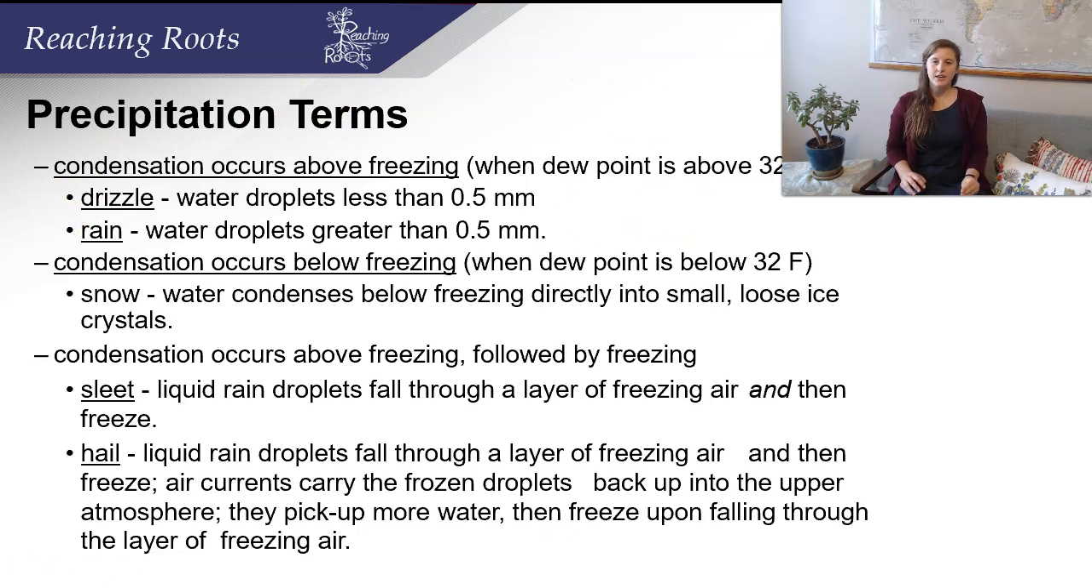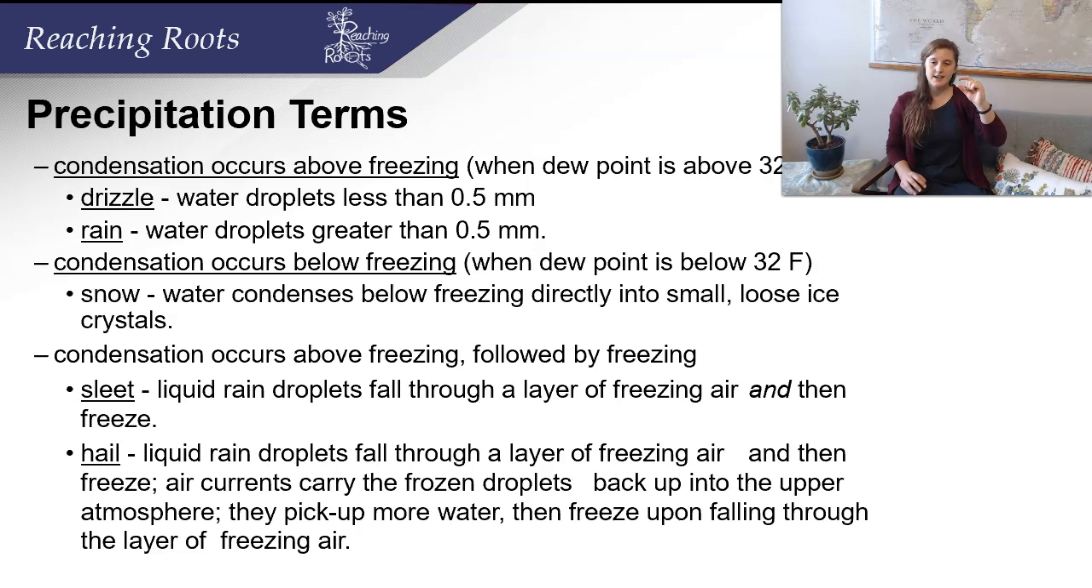If condensation occurs above freezing, but then it goes through a cold layer, we can have sleet form. So we have water condensing, so we have rain, and then as it's falling to earth, it goes through a cold layer, becomes frozen. Then it is frozen rain, which we call sleet.